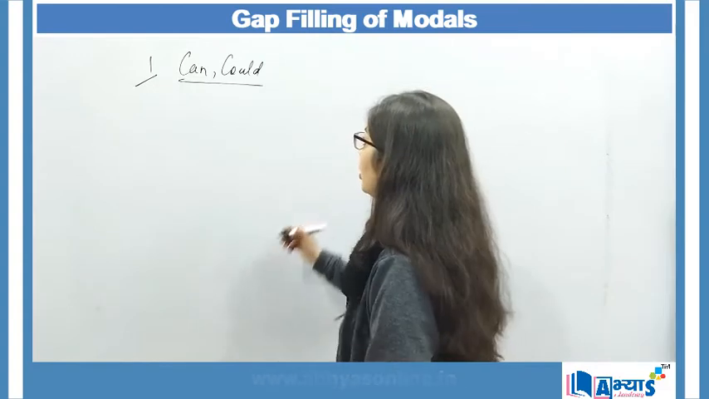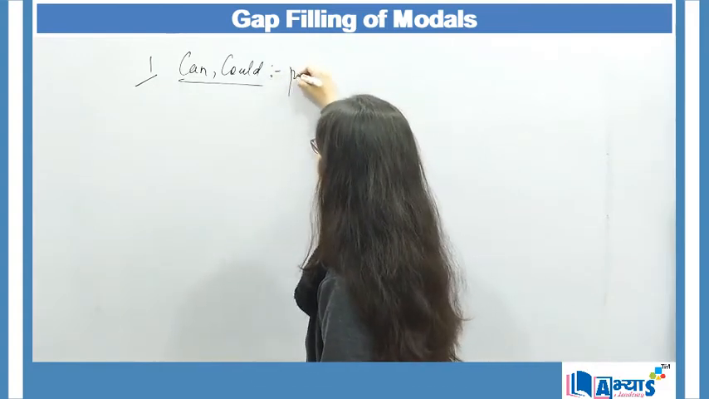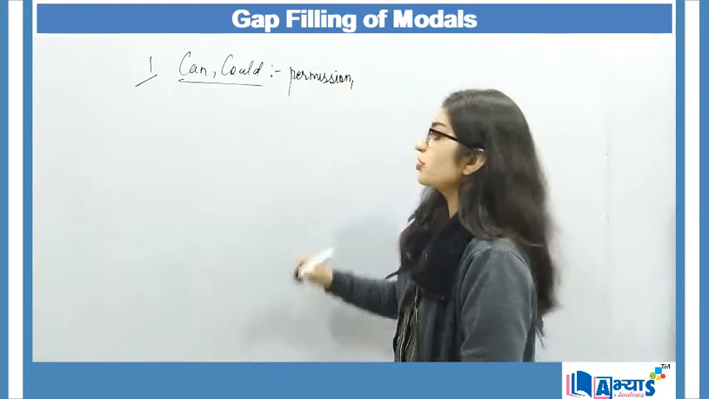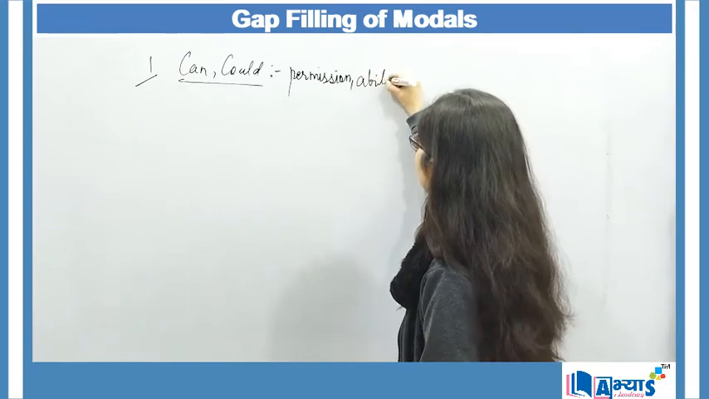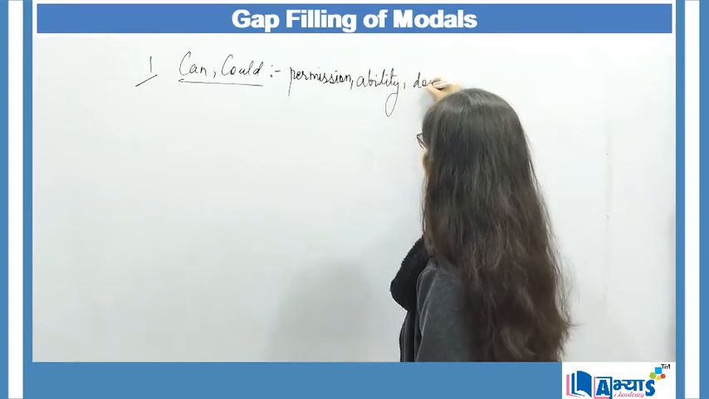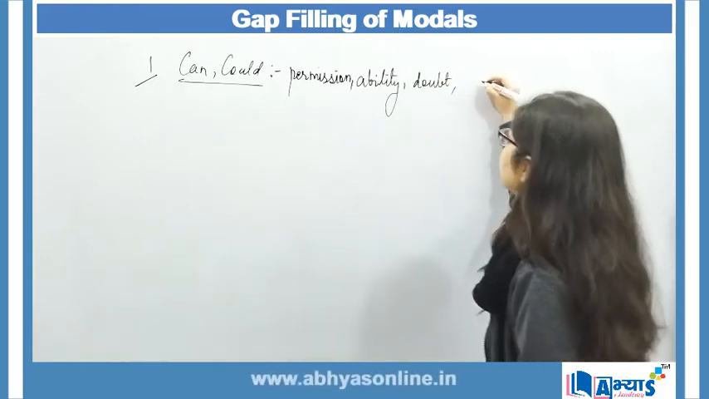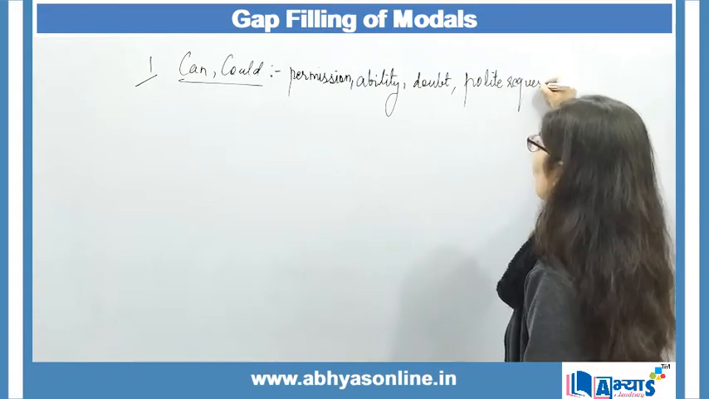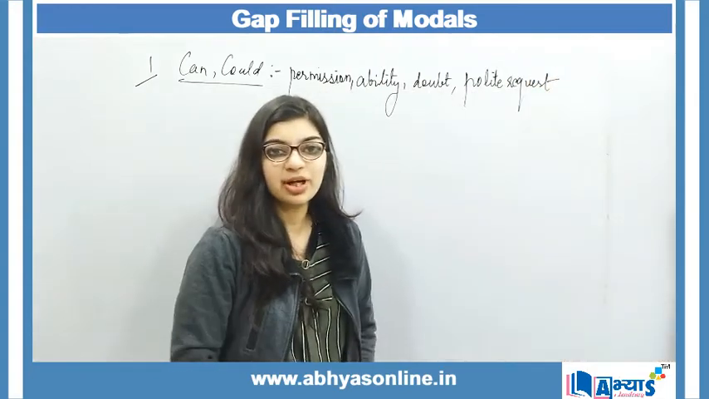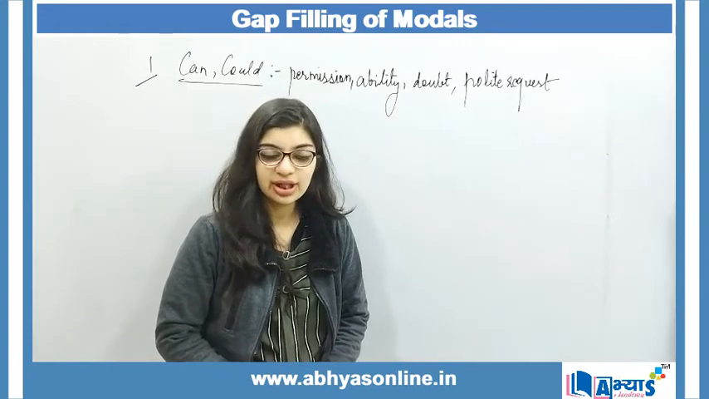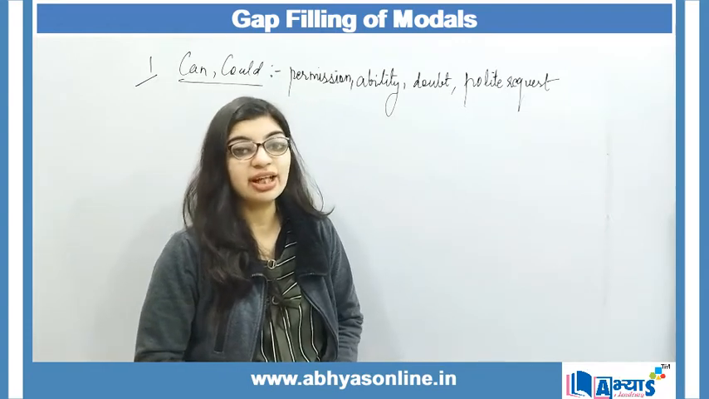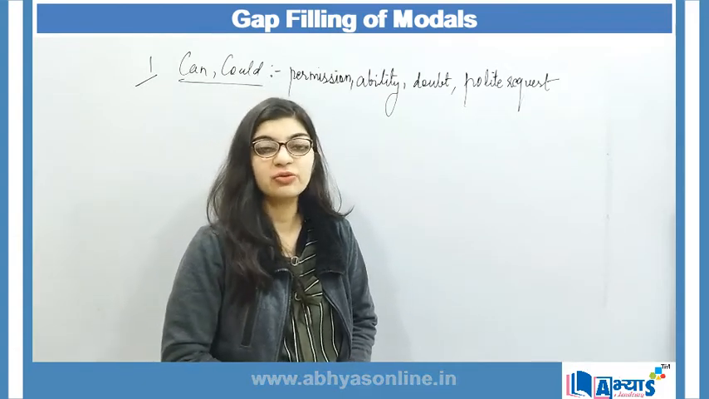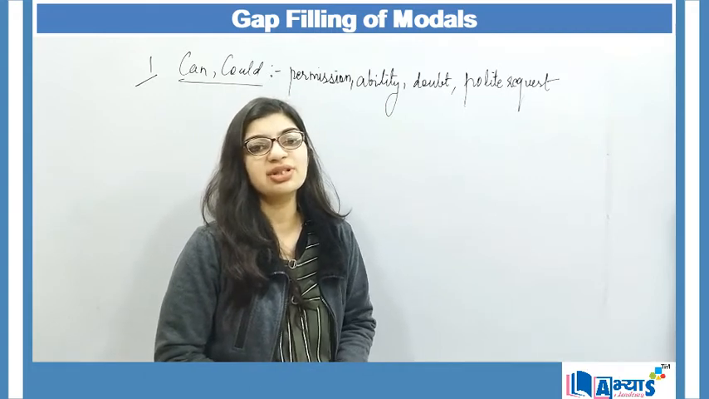So can or could can be used for permissions. Then can and could can also be used for showing abilities, if you have some kind of doubt, for politeness, or I can say for making a polite request. So these are some of the areas where we can make use of can or could. So if in a sentence there is a hint of permission or some ability, then we can make use of modals, and specifically we use can or could.